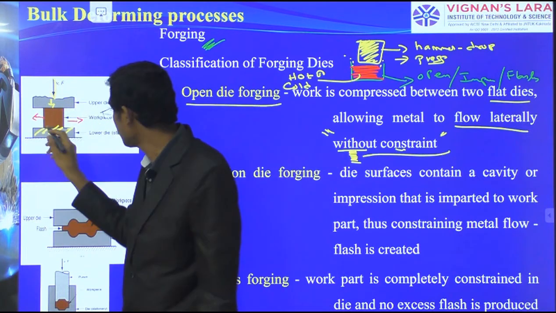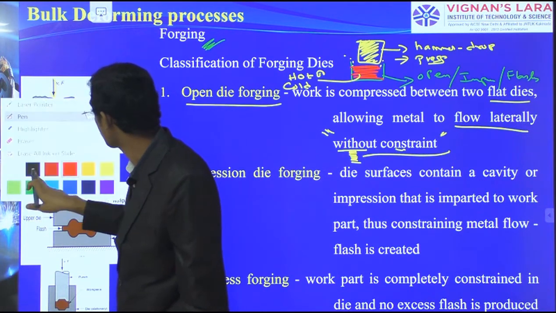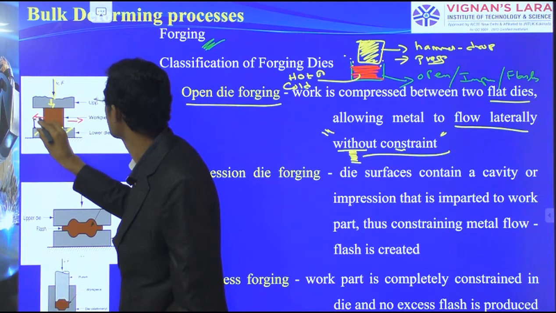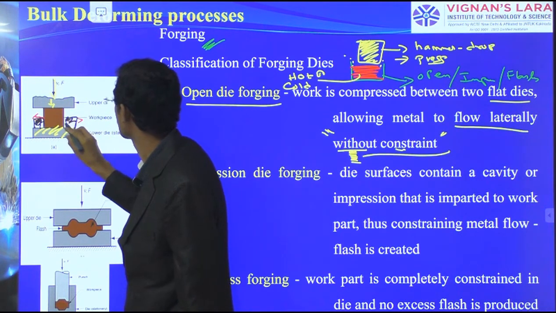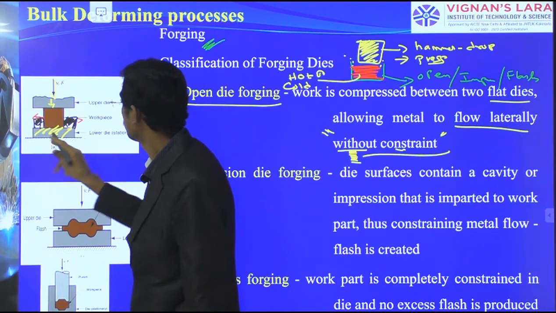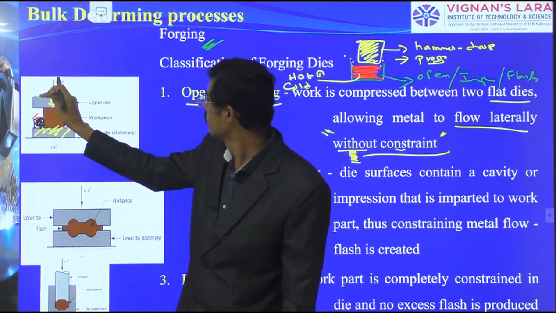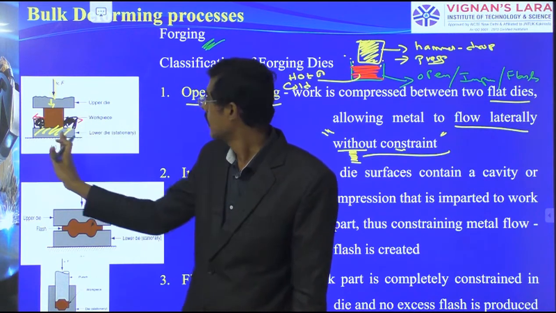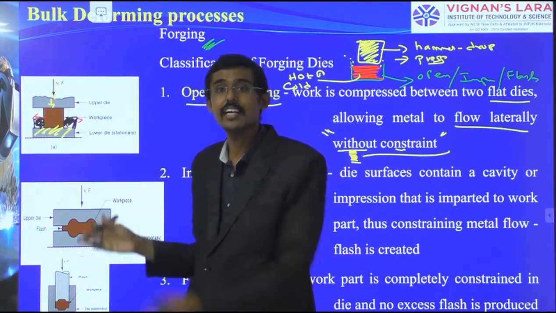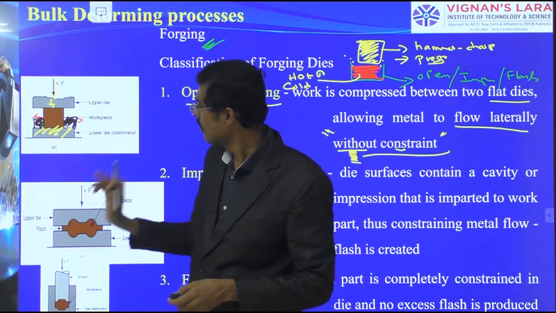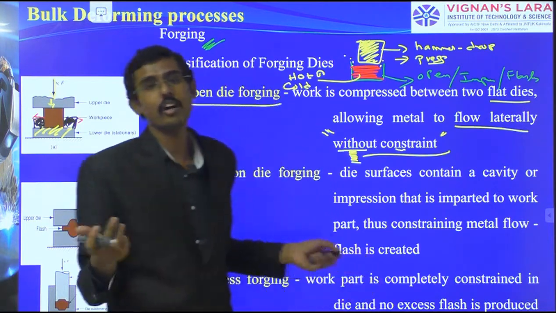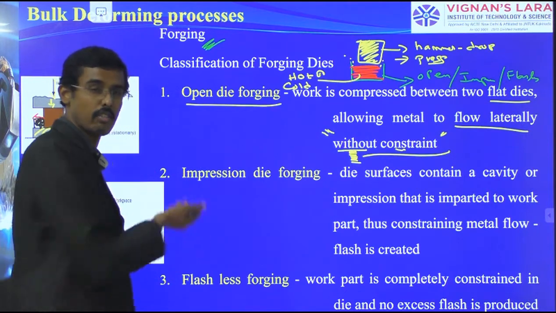In case the die is like this format, what will happen, you see? It has some constraint. It cannot move. From the top you are pressing and this cannot move left or right, there is a constraint. But in open die forging we have no constraint. So that is open, that is what I have drawn now.